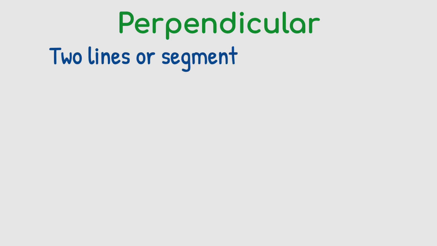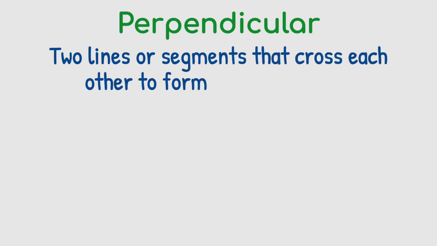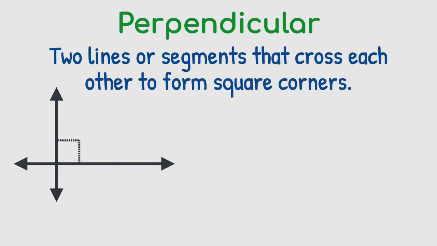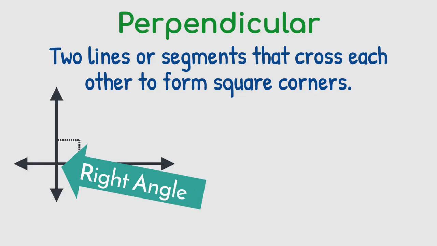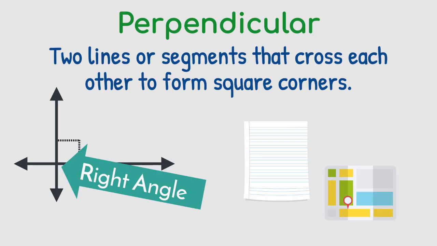Perpendicular. Two lines or segments that cross each other to form square corners. The angle they make is called a right angle. The corner of a piece of paper, the intersection of many city streets, and the lines on a plus sign are all perpendicular.